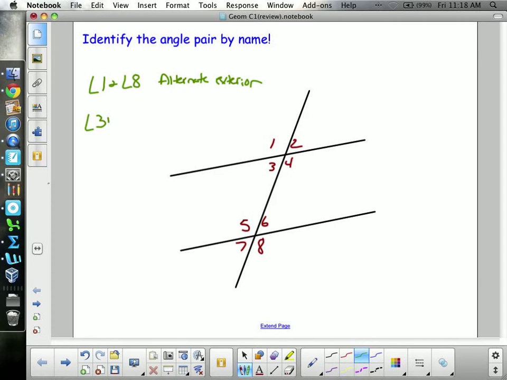Angle 3 and angle 5. They're not alternate. Consecutive interior. How about angle 3 and angle 4? Linear pair.